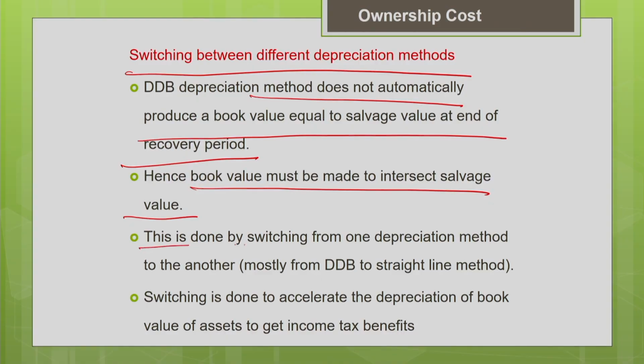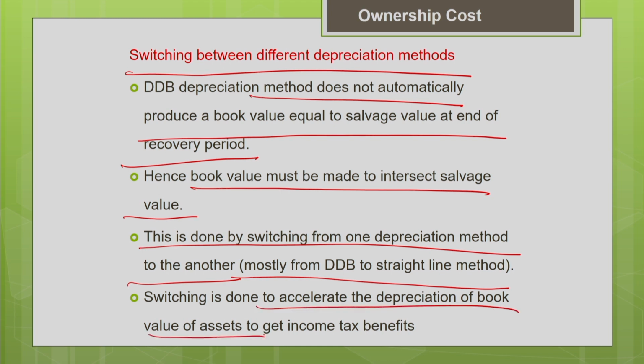Here we can also use a methodology where they switch from one depreciation method to another depreciation method, so that your estimated book value matches your salvage value. You can switch from one depreciation method to another, mostly from the DDB method to the straight line method. The reason why we switch, as I told you, is that we have to accelerate the depreciation of the book value. People prefer acceleration of the depreciation of the book value of the assets to get the income tax benefits.